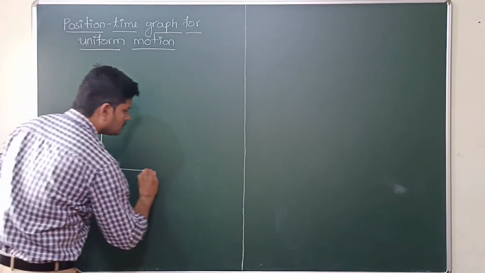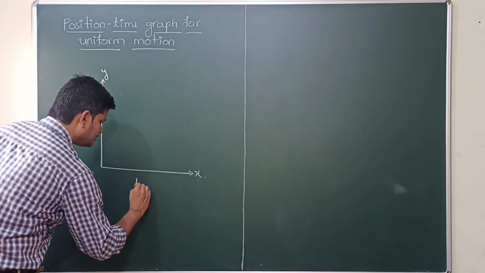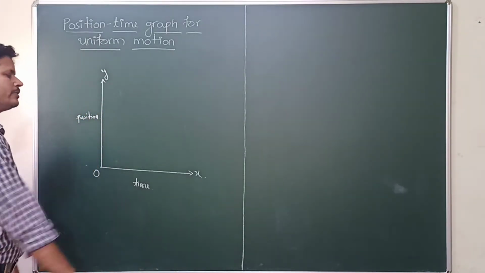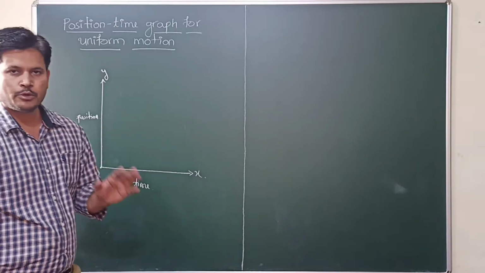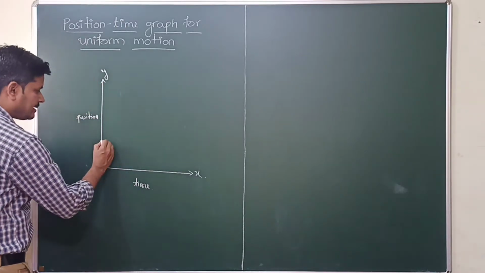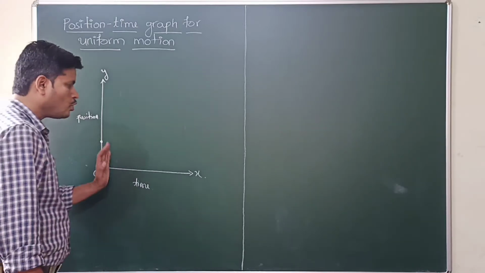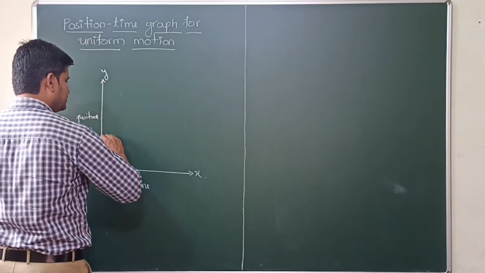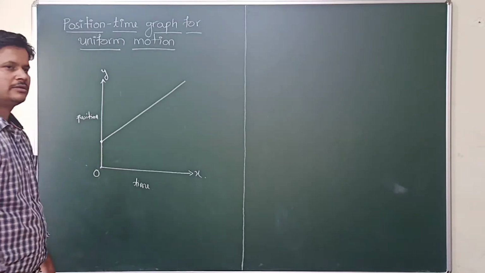And along the x-axis I am choosing time, right? This is the origin. When time t equals 0, the position of the particle is somewhere here. As time increases, we get the position-time graph like this.